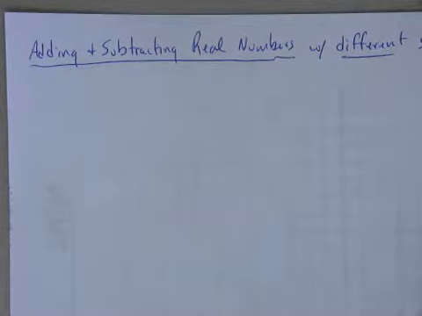Alright, we're doing lesson number 7, which is adding and subtracting real numbers with different signs. It wasn't but a couple lessons ago when we added numbers together that had same signs. Let's do a quick review of same sign rules, and then we'll do different sign rules.